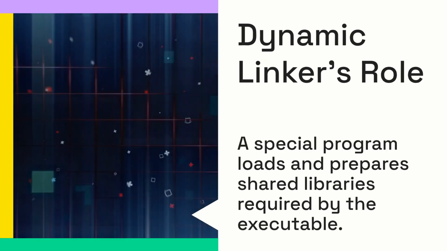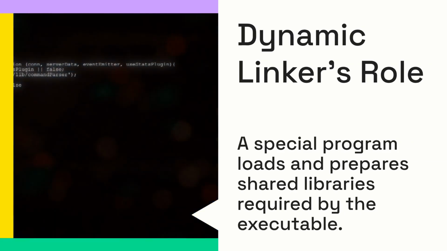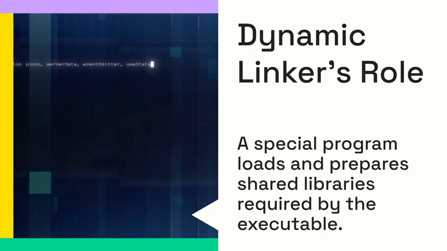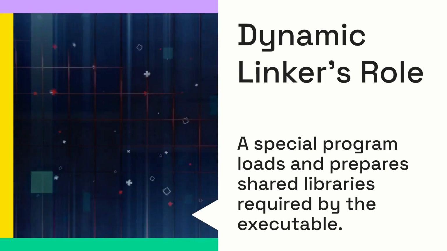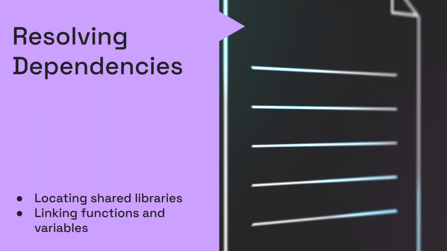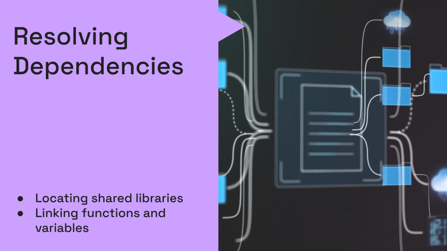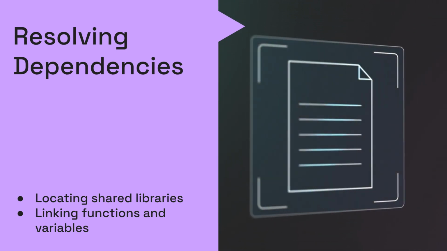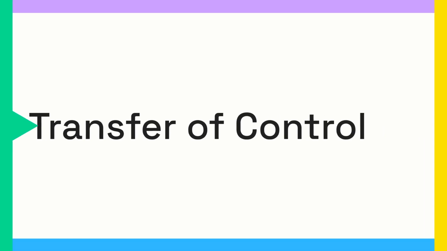The dynamic linker, often /lib/ld-linux.so, is executed first. Its job is to find and load all necessary shared libraries. It resolves any function calls and variable references within the executable that point to external shared libraries, ensuring everything is correctly linked. With the executable loaded and linked, the kernel prepares to hand over execution control to the program itself.